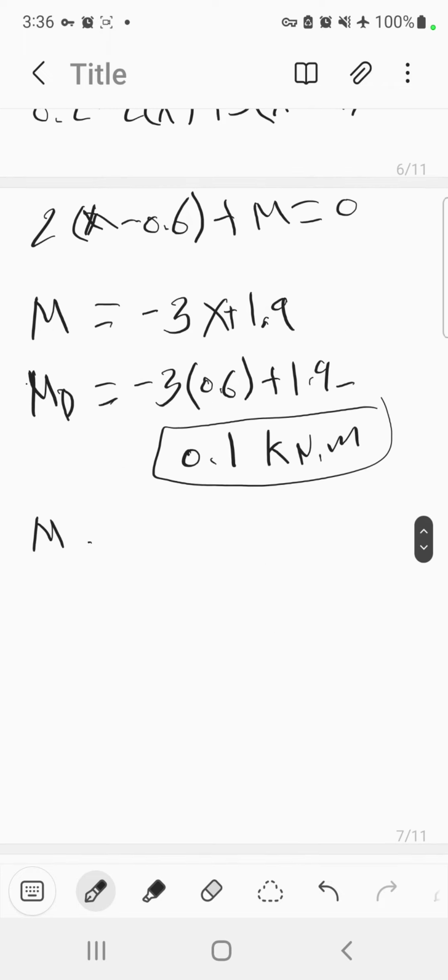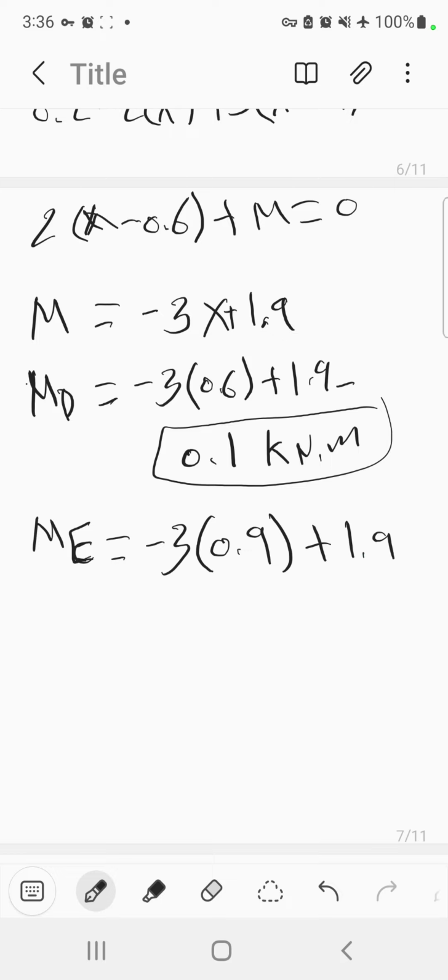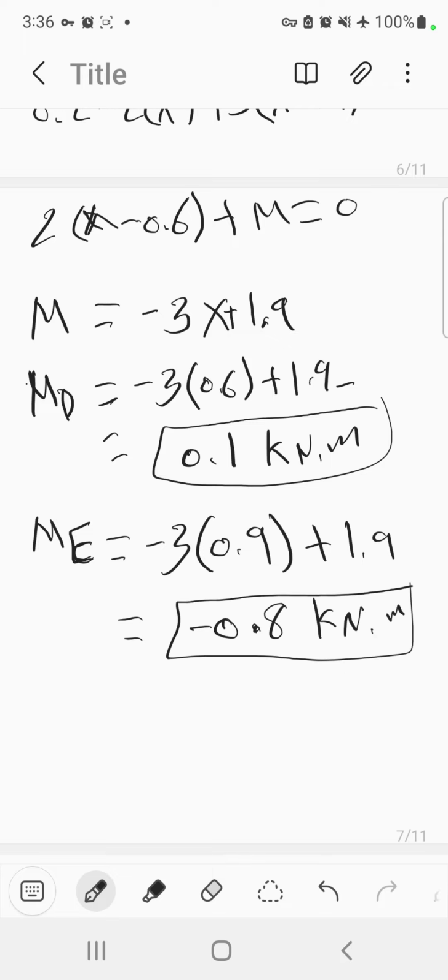Now for ME, we know it's minus 3, and we know E is located at 0.9, plus 1.9, so it's going to be equal to minus 0.8 kilo Newton per meter. This is ME.